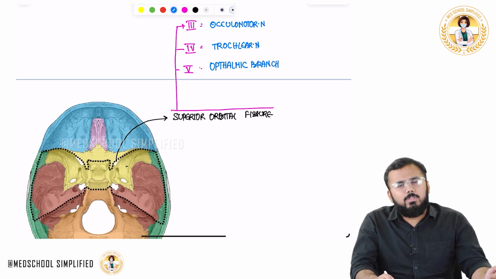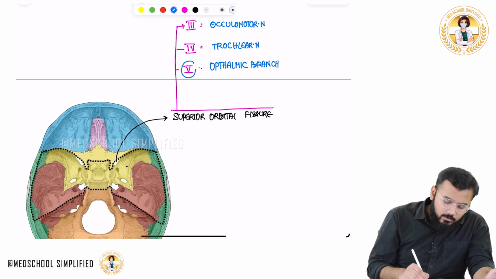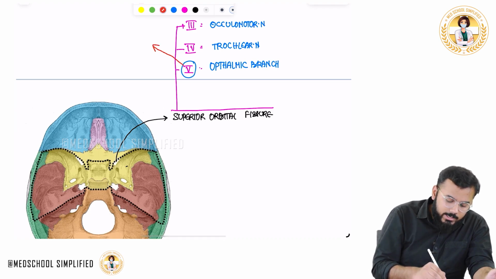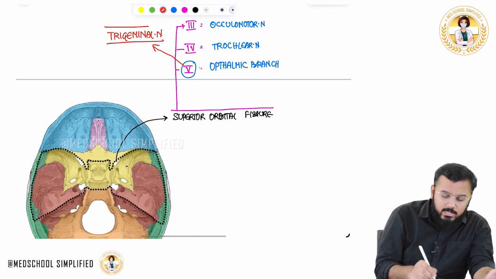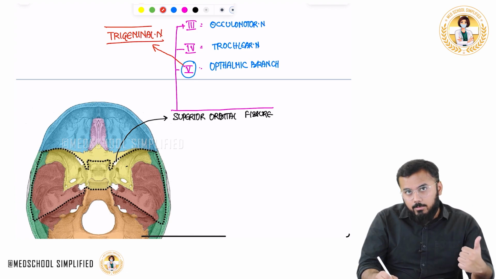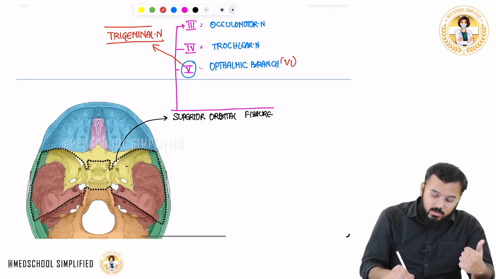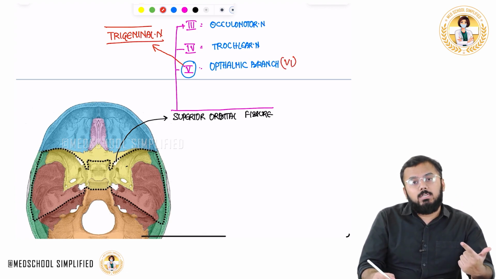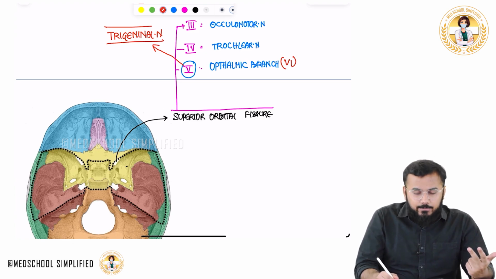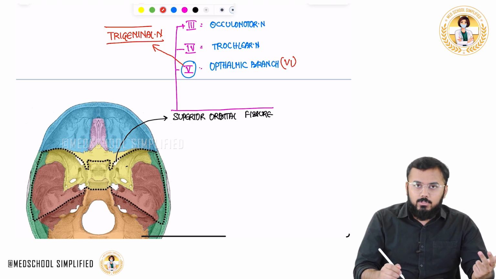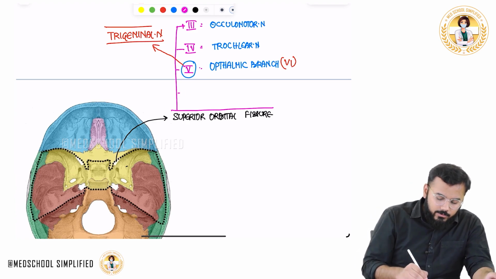Ophthalmic branch of the fifth pair of cranial nerve. The fifth pair of cranial nerve is called your trigeminal nerve. I hope now you understood why it is called trigeminal, because there are 3 branches: the ophthalmic branch, which is considered V1, the maxillary branch, which is considered V2, and the mandibular branch, which is considered V3. So which branch is coming out of this opening? That is the ophthalmic branch.